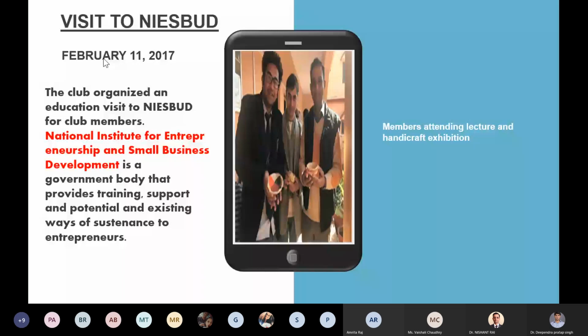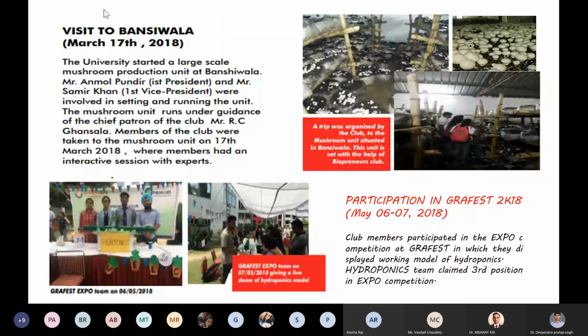Then in 2018, under the first presidency, as you can see here, the first presidents were Anmol Kundhir and Samir Khan, and they were involved in the setting up and running of the mushroom units. And then the next election committee members also visited the mushroom unit in Bansiwala. They conducted a visit over there, and they saw how these mushrooms are cultivated.